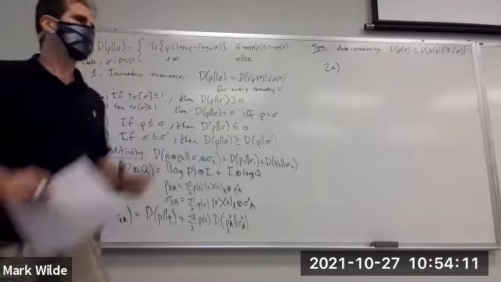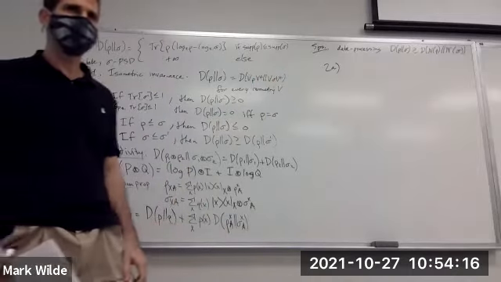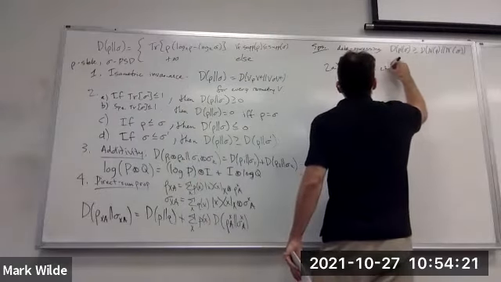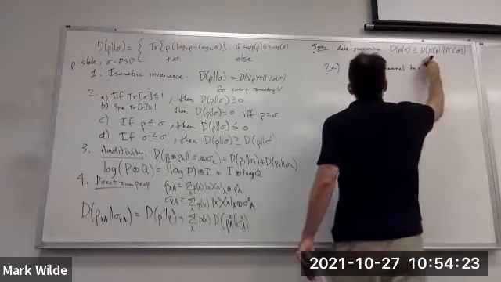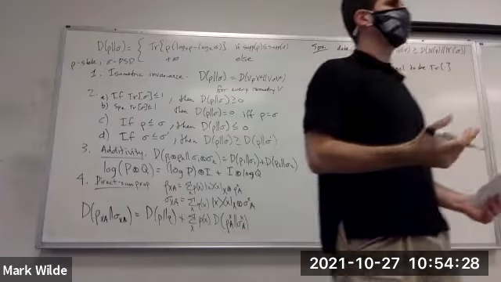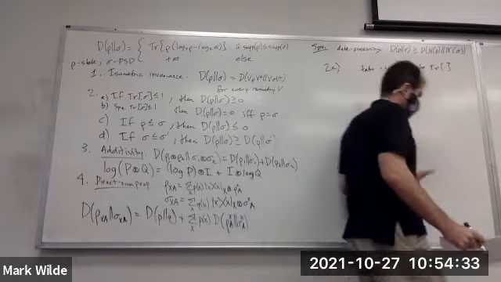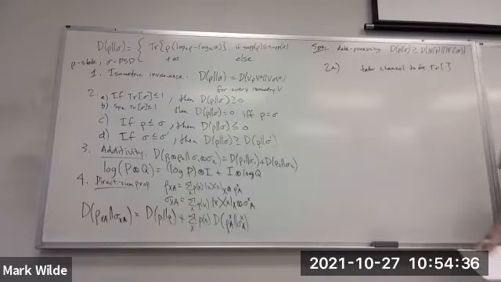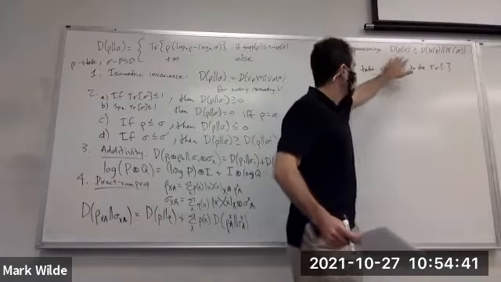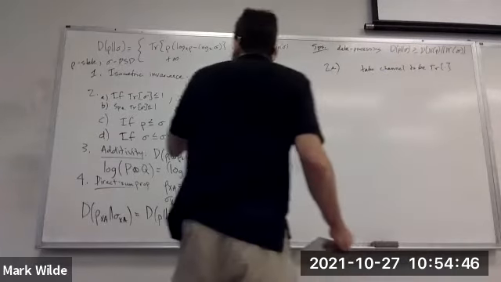Yeah, so the channel is just discard, right? That's a channel. Everything is a channel. It's kind of a weird channel, a totally useless one, but it's one that we can consider. It is completely positive trace preserving, so data processing applies for all completely positive trace preserving maps. So what happens when we do that?